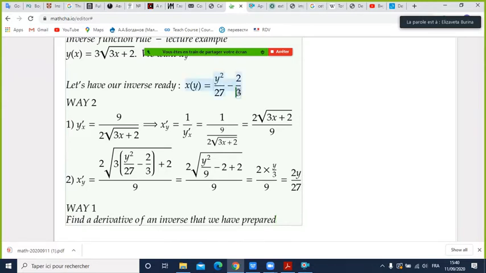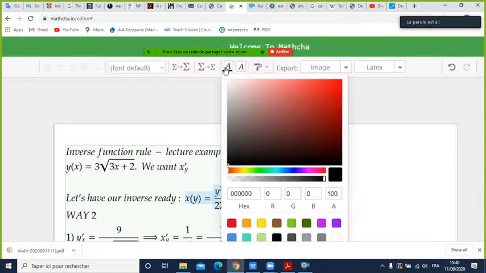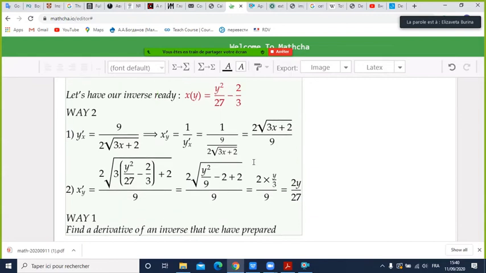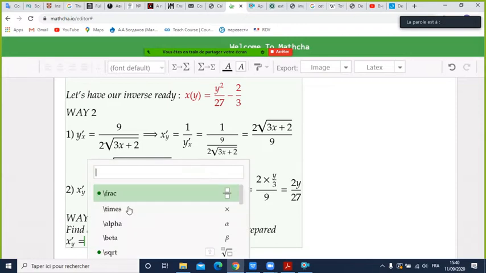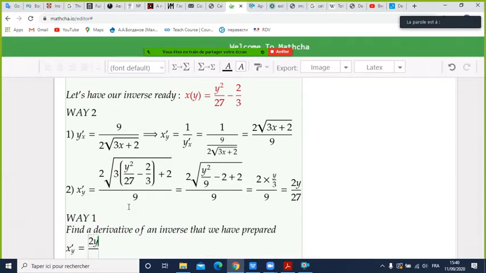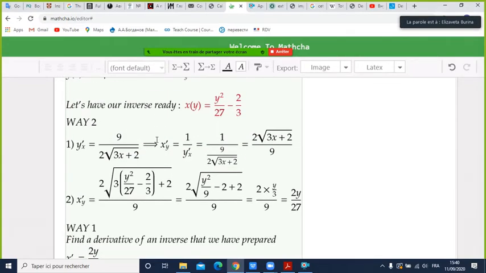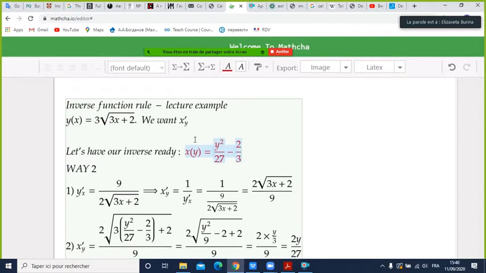So this one, right? Okay, well, not that difficult to see that here x prime y equals 2y over 27. And of course, this example is showing you that much simpler is our way 1, because finding an inverse here was not rocket science, and finding its derivative is not at all.